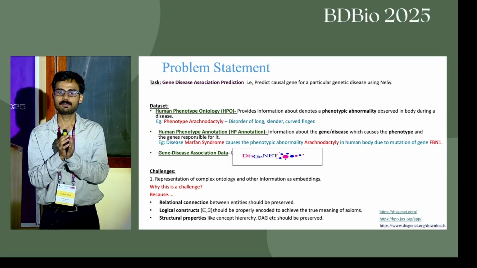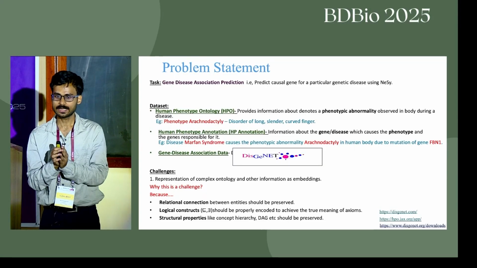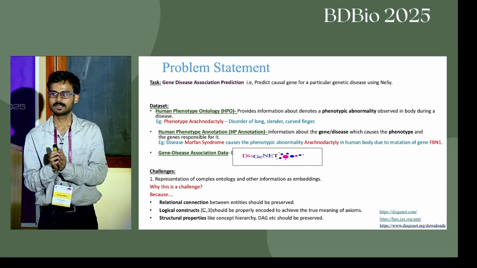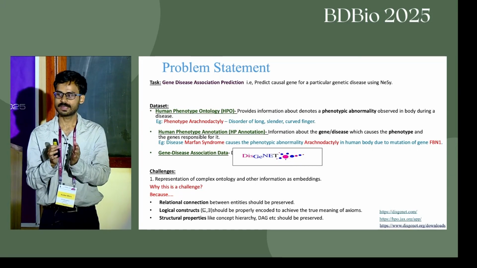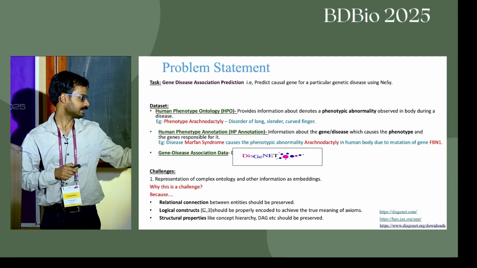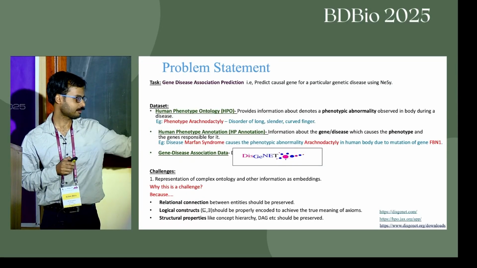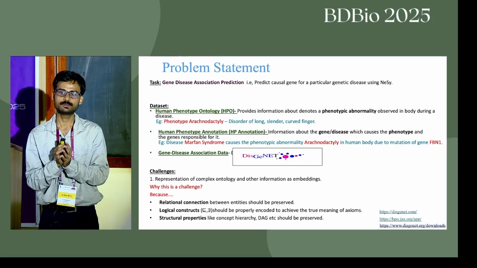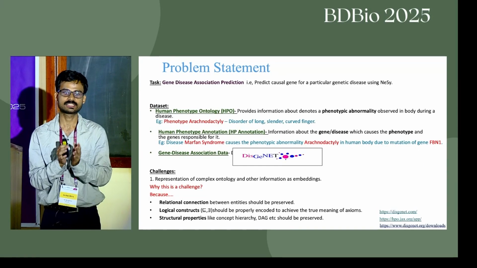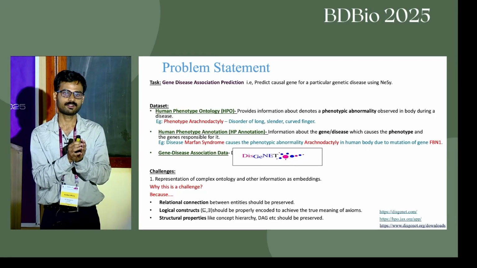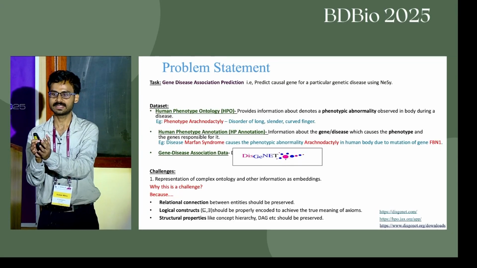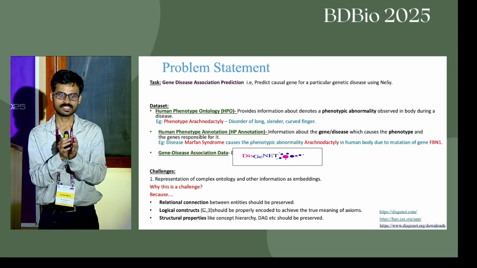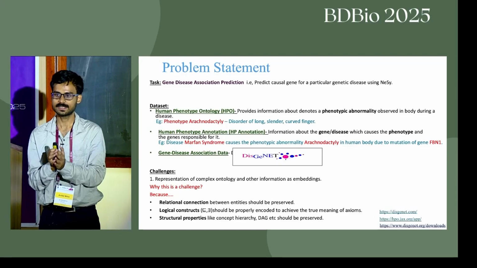So we have come up with the N-ball ontology embedding method and used it for the use case of gene disease association prediction. The data set we have used is the Human Phenotype Ontology. The link for the ontology is given below where you can download it, it's publicly available. Apart from that, we have used the human phenotype annotation, which links the gene and disease information to a particular term in the ontology. And we have collected some gene disease association information from the publicly available database DisGeNET.